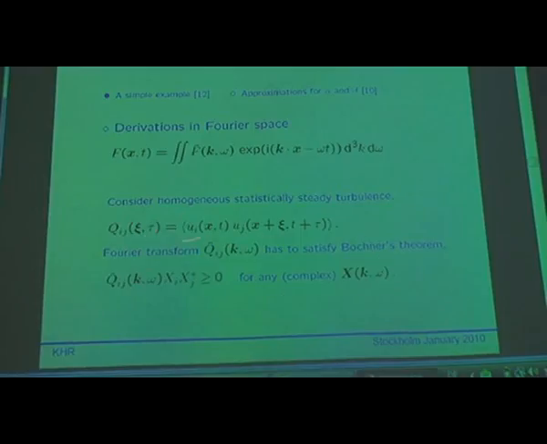And there is an interesting theorem about its Fourier transform. This is a Fourier transform of this, and you can show that for homogeneous and statistically steady turbulence, Bochner's theorem applies. That means this quantity is positive, or this Fourier transform is positive definite in that sense with any vector x, and you can draw far-reaching conclusions about the sign of beta also with this theory.